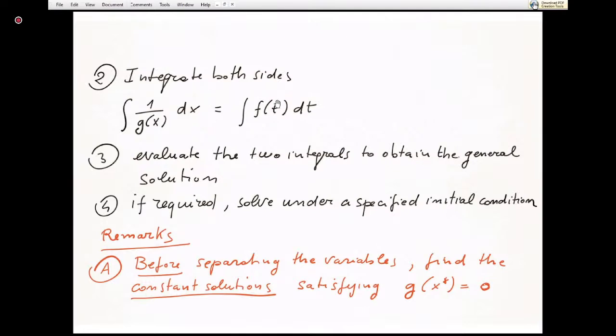So separable equations are one very typical application of integration by substitution. It's not complicated to make the substitution here. It's just a matter of notation. But it is important to know the meaning of integrating with respect to x versus integrating with respect to t.